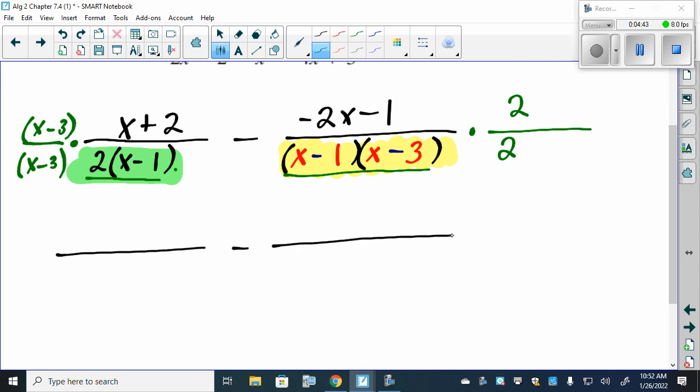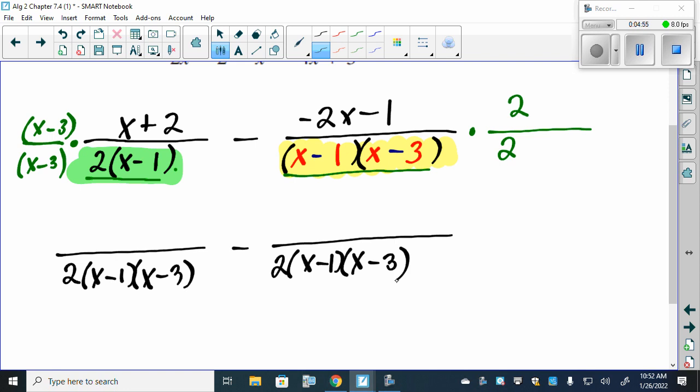Now the denominator is going to work out to be 2 times x minus 1 times x minus 3, because that's what's going to make them all be the same. So the least common multiple or least common denominator in this case is going to be 2 times x minus 1 times x minus 3.